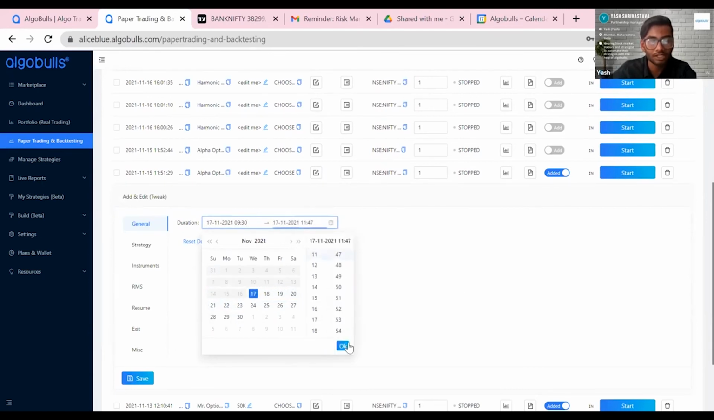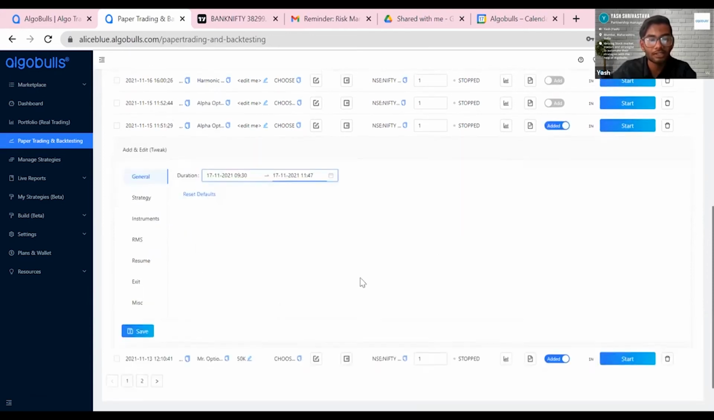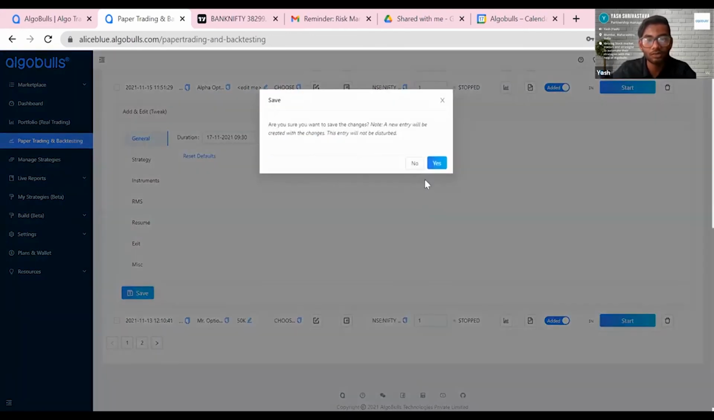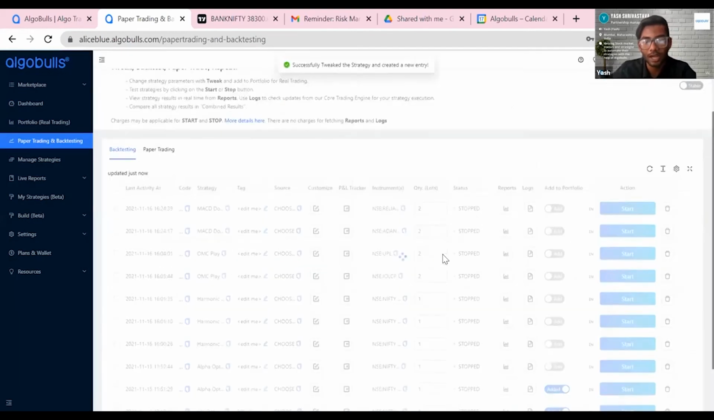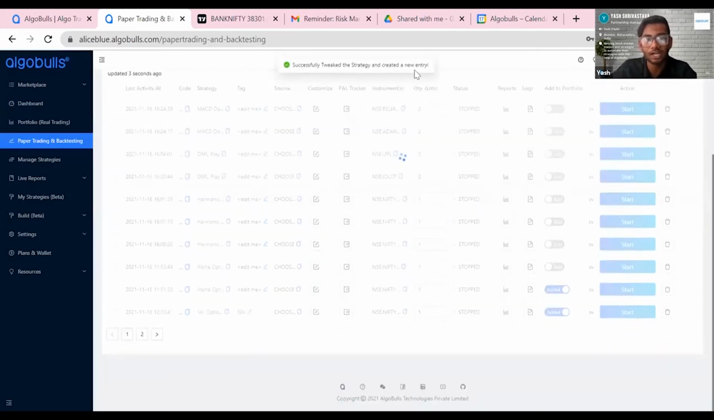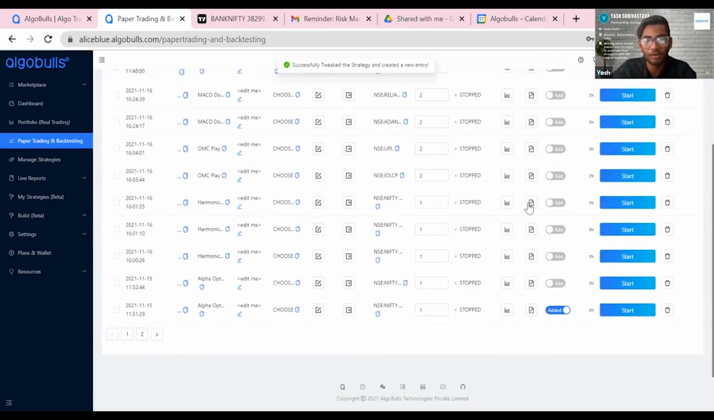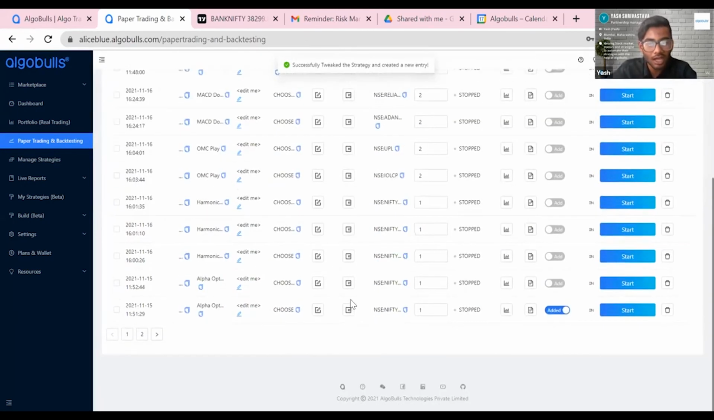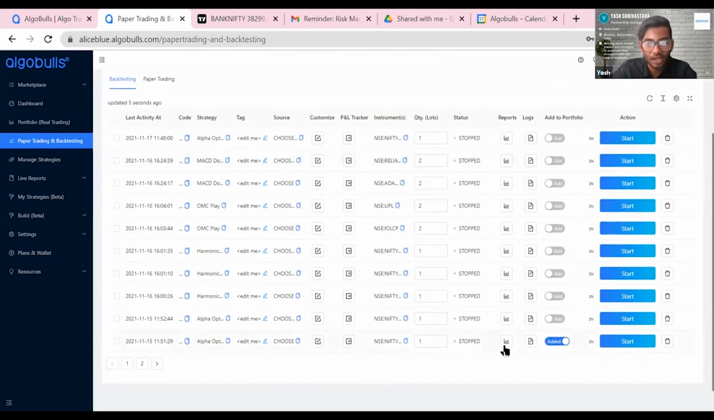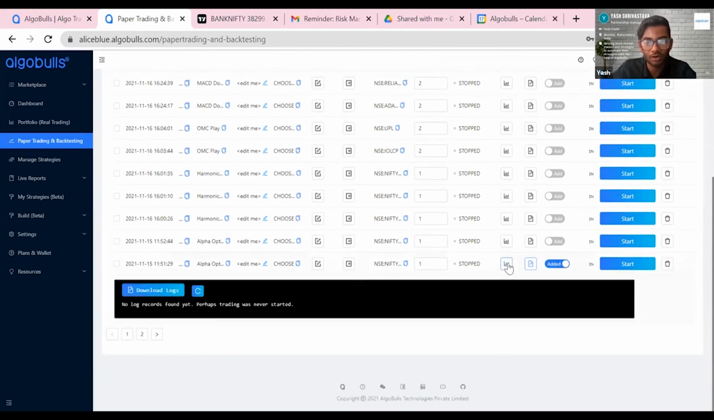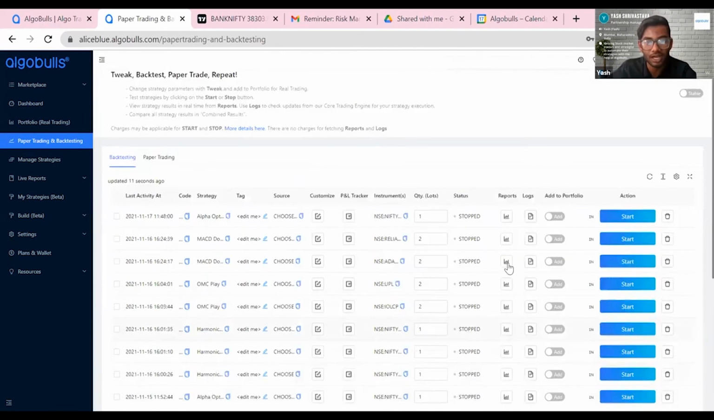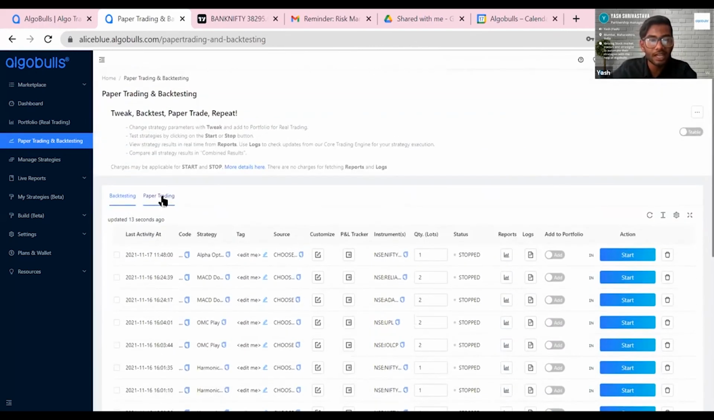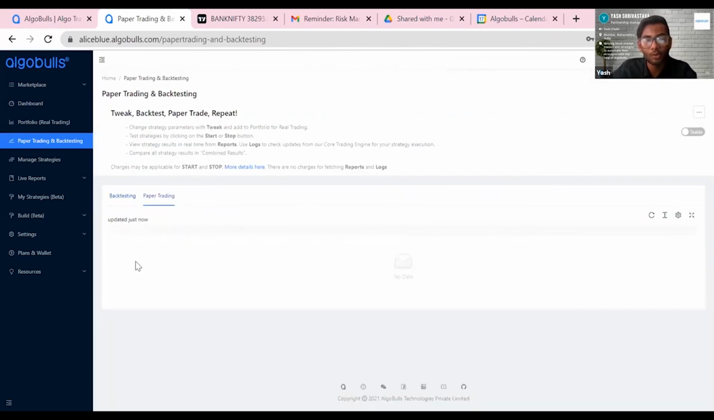Suppose I'm adding today's date and today's time, and I just want to save this and see how the backtesting has been performing. So you could see that the strategy is tweaked and the backtesting would be performed, and you could find the reports over here for the strategy, like what was the log of the strategy, what was the summary of the strategy, etc.